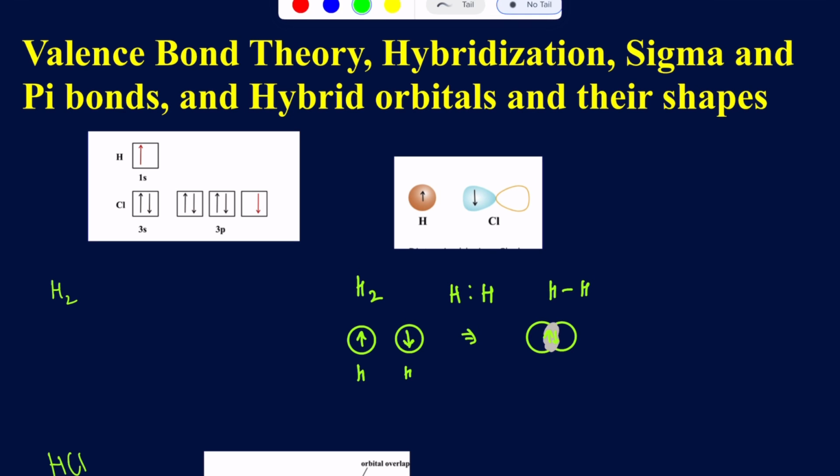So you make this bond and eventually you will lower the potential energy, and that is one of the other postulates of the valence bond theory. I'll talk about that in a minute, but let me go ahead and give you another example for the HCl.